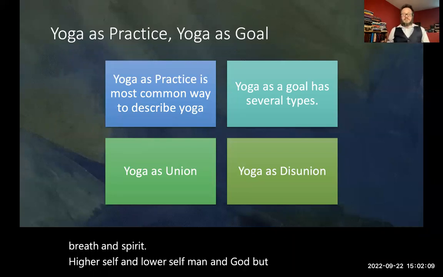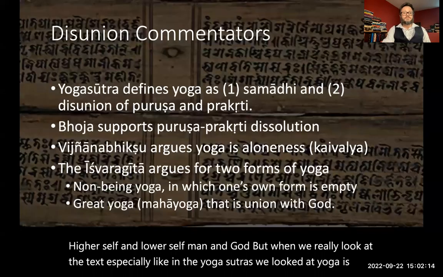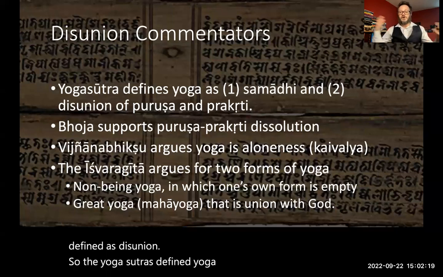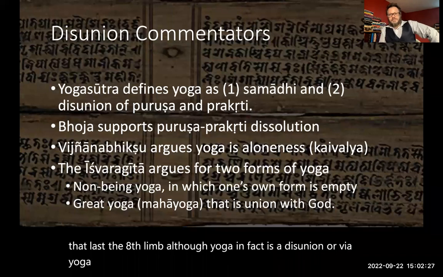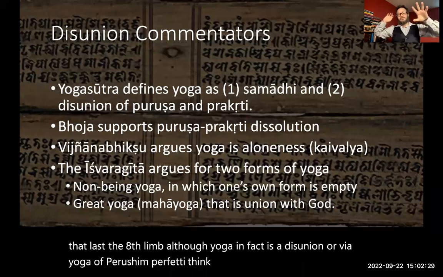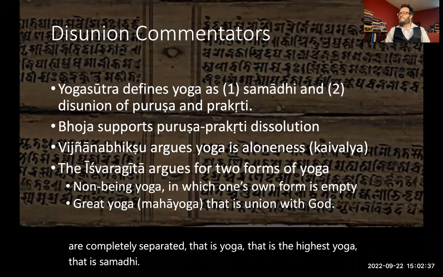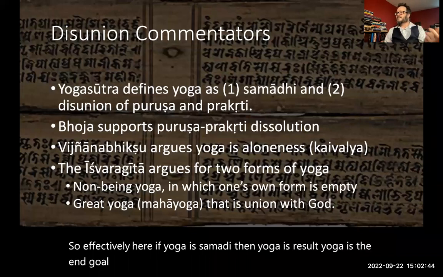But when we really look at the text, especially like in the Yoga Sutras we looked at, yoga is defined as disunion. So the Yoga Sutras define yoga actually as samadhi, the result, that last, the 8th limb. Although yoga, in fact, is a disunion or viyoga of Purusha and Prakriti. Think Sankhya. When Purusha and Prakriti are completely separated, that is yoga. That is the highest yoga. That is samadhi. So effectively here, if yoga is samadhi, then yoga is result. Yoga is the end goal, not the process to get there.